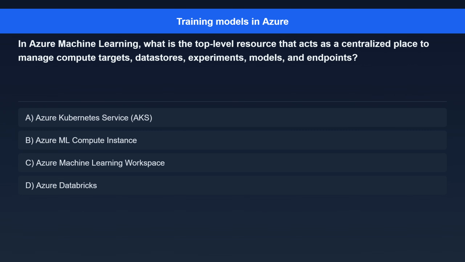Question 1. In Azure Machine Learning, what is the top-level resource that acts as a centralized place to manage compute targets, data stores, experiments, models, and endpoints? Option A, Azure Kubernetes Service, AKS. Option B, Azure ML Compute Instance. Option C, Azure Machine Learning Workspace. Option D, Azure Databricks.